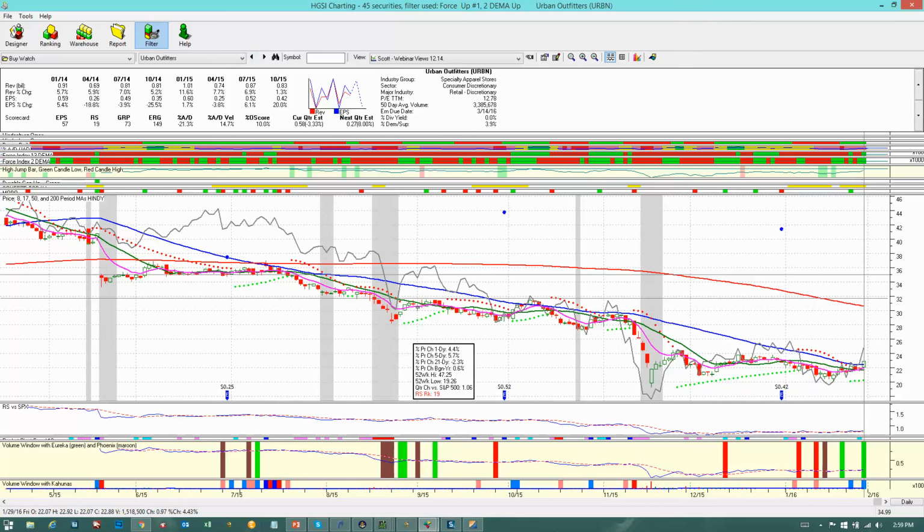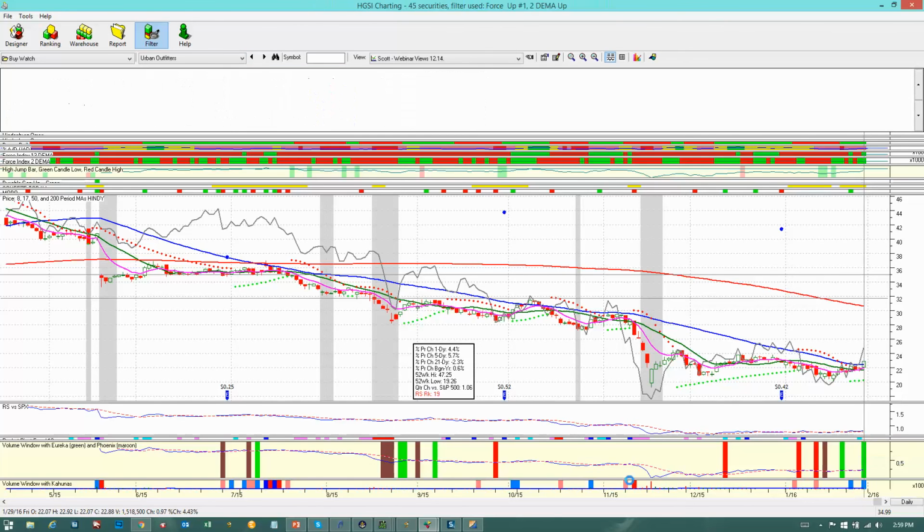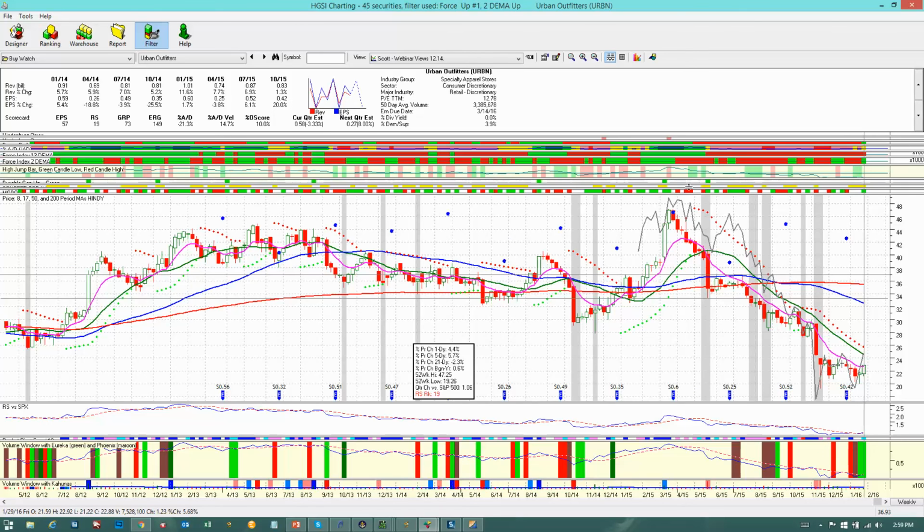Urban Outfitters has been around for a while, retail apparel for kids. It's in a huge downtrend from 46 down to 23. So it's fallen in half since March of 2015. 5-day performance up 5.7%. Flat since the beginning of the year.